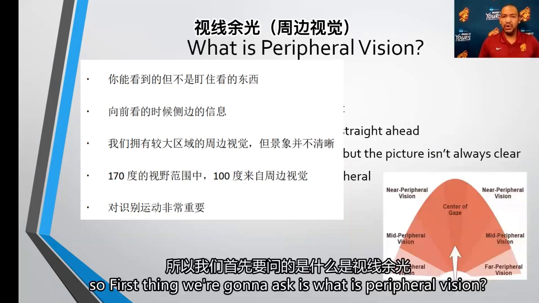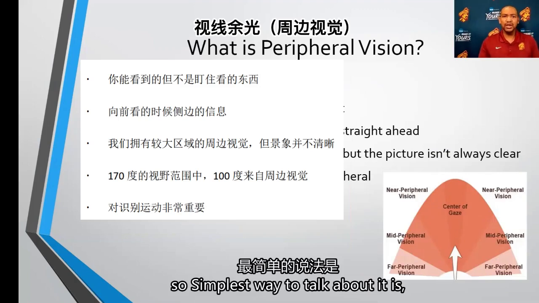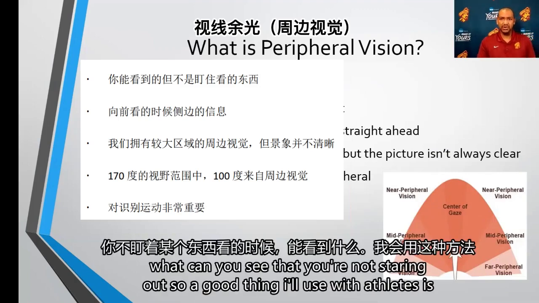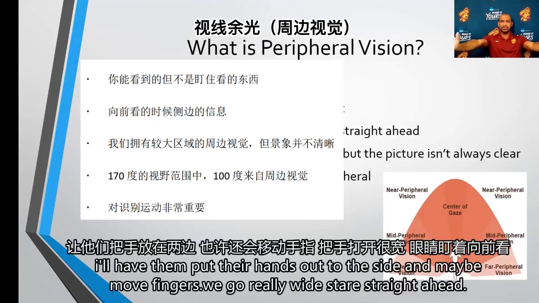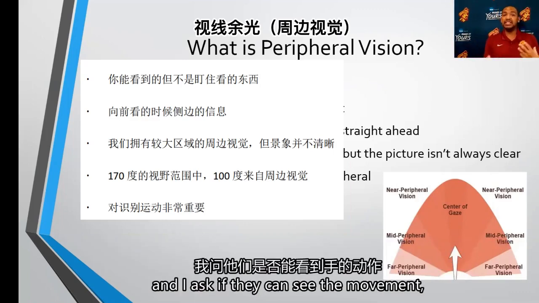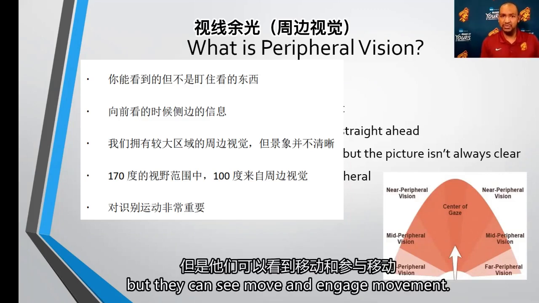So first thing we're going to ask is, what is peripheral vision? The simplest way to talk about it is, what can you see that you're not staring at? A good thing I'll use with athletes is I'll have them put their hands out to the side and move their fingers. We go really, really wide at times and just stare straight ahead. And I ask if they can see the movement. Generally, athletes can't see specific information, but they can see movement, engaged movement.